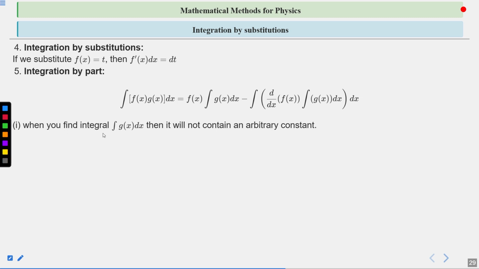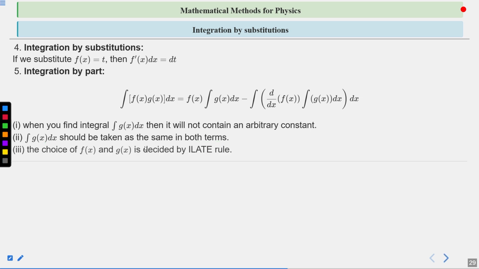First, when you find the integral of g of x dx, it should not contain an arbitrary constant. Second, integration g of x dx should be taken as the same in both terms. Third, the choice of f of x and g of x is decided by the Euler rule.